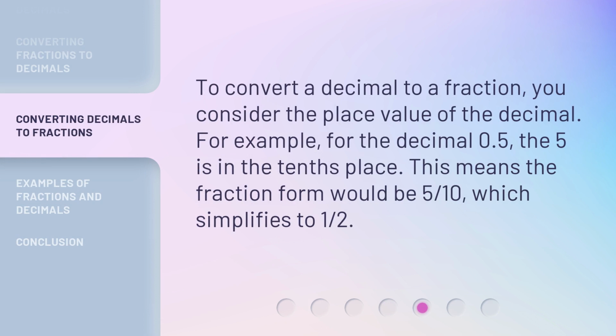To convert a decimal to a fraction, you consider the place value of the decimal. For example, for the decimal 0.5, the 5 is in the tenths place. This means the fraction form would be 5/10, which simplifies to 1/2.